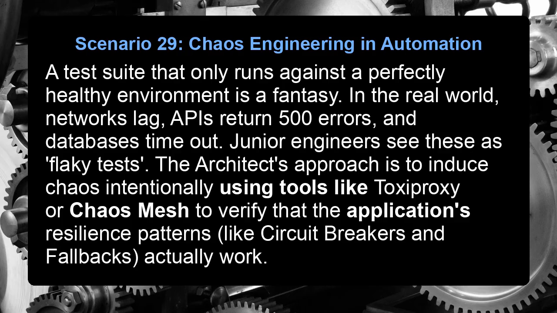Scenario 29. Chaos engineering in automation. A test suite that only runs against a perfectly healthy environment is a fantasy. In the real world, networks lag, APIs return 500 errors, and databases time out. Junior engineers see these as flaky tests. The architect's approach is to induce chaos intentionally using tools like Toxiproxy or Chaos Mesh to verify that the application's resilience patterns, like circuit breakers and fallbacks, actually work.